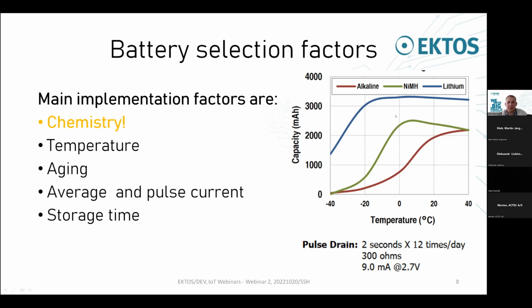The next parameter is aging. It's about how much capacity the battery will lose over time. It's basically a self-discharge factor.